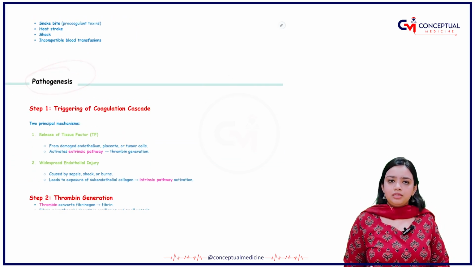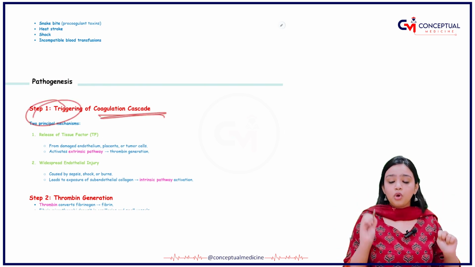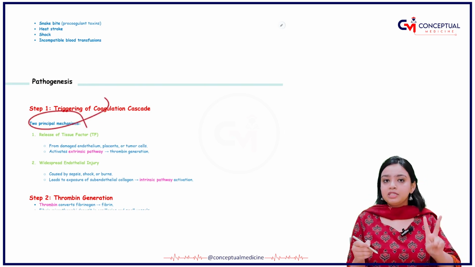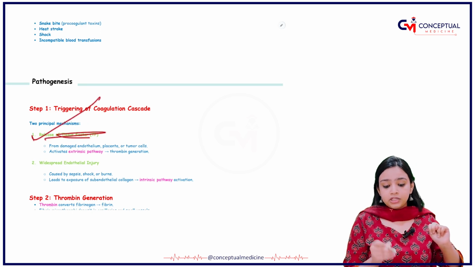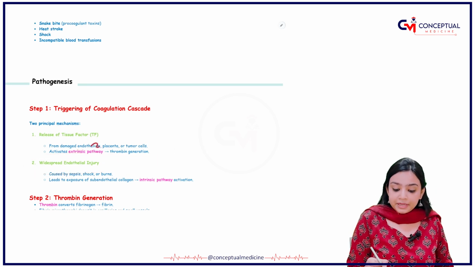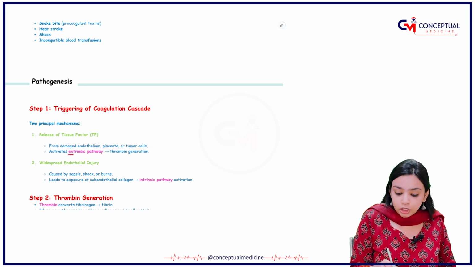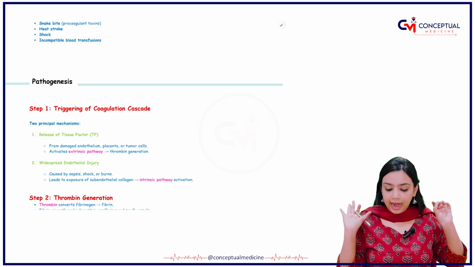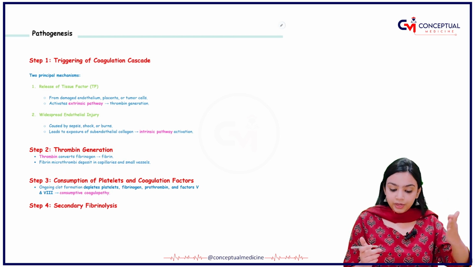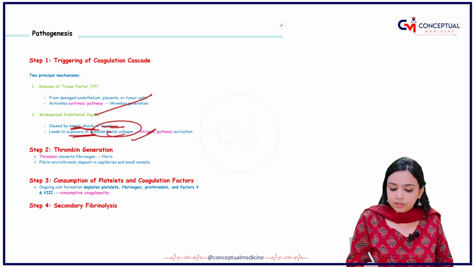Coming on to the pathogenesis. Now, stay focused. Listen to me very carefully. First step is when there is a trigger of the coagulation cascade. What happens? It releases two things. Okay, two main principles which you need to keep in mind. First, there is release of tissue factor, then there is widespread endothelial injury. In the first one, there is damage to the endothelium, placenta or tumor cells, as a result of which the extrinsic pathway gets activated. Then comes the second one, where there is widespread endothelial injury, caused by sepsis, shock and burns, which leads to exposure of the endothelial collagen.